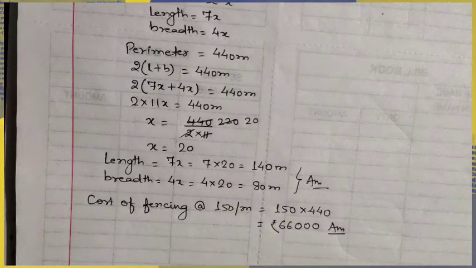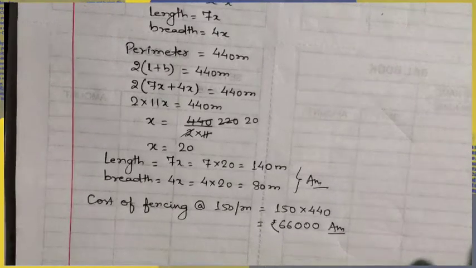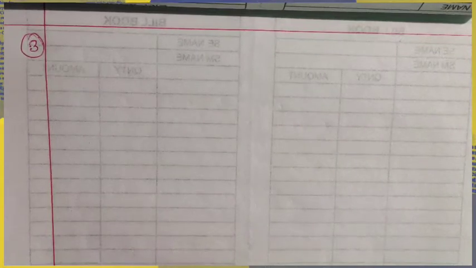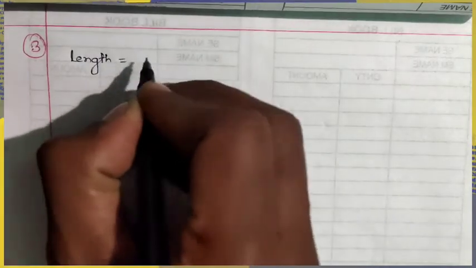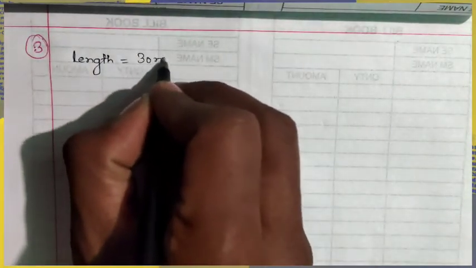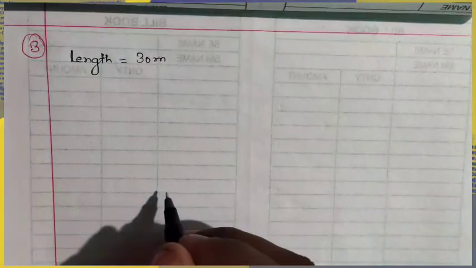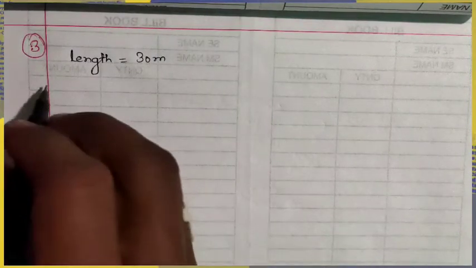Now we will be solving question number 3. Question number 3 is saying the length of a rectangular field. Again, the question is related to rectangle, and the question is saying the length of a rectangular field is 30 meter. It means that in this question length is given. Length is equal to 30 meter. The value of length we know, and its diagonal is 34 meter.